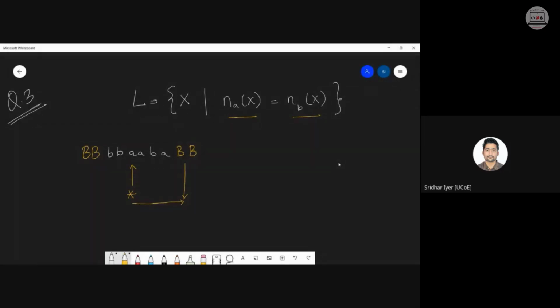Blank tak gaya. Wapas aate time, what should I check for? Any ideas? Correct. While coming back, I will be searching for the B because I want to compare A with a B, right? So while coming back, bypass every other A's. You come in between. Just find this B and replace it with a star once again.